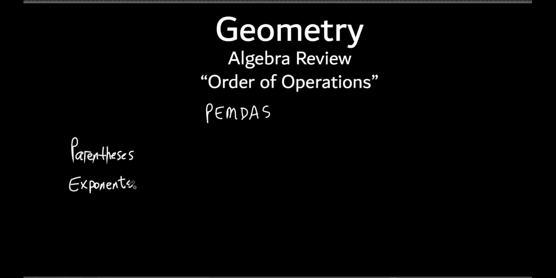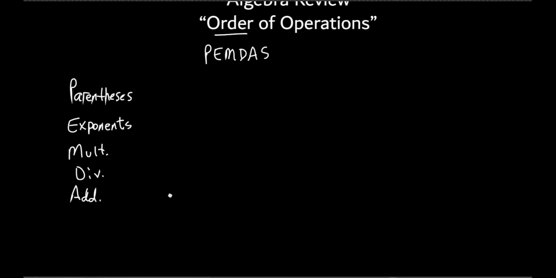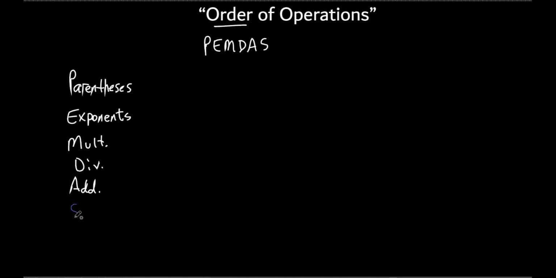And this is the order that you do things in. That's why they call it the order of operations. The very first thing you look at is if there's any parentheses. You do that first. Then you look to see if there's any exponents. You do that next. Then you look for what? Multiplication. I'll just shorten that. And then you look for division, and then addition, and then subtraction.